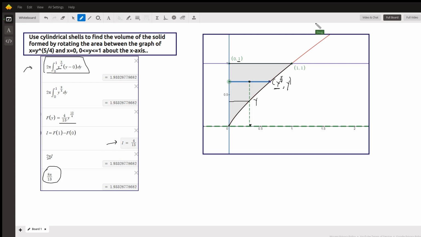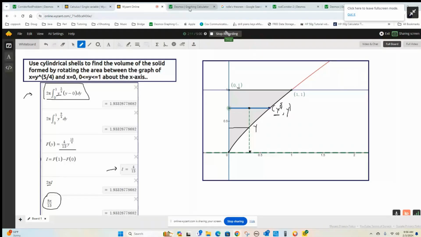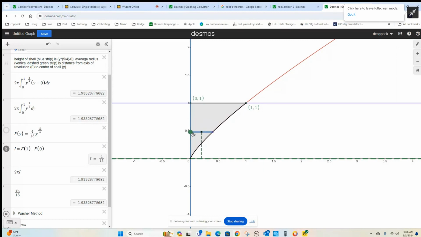Now I'll share my screen real quickly. Go to Desmos. You can see that as y goes from 0 to 1, the height of the shell is getting larger and larger, as is the average radius.